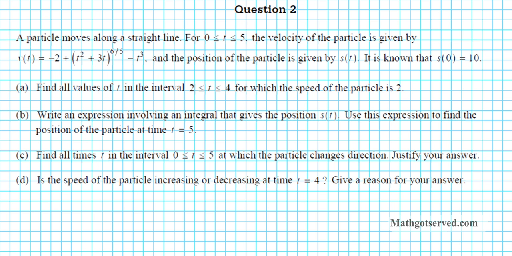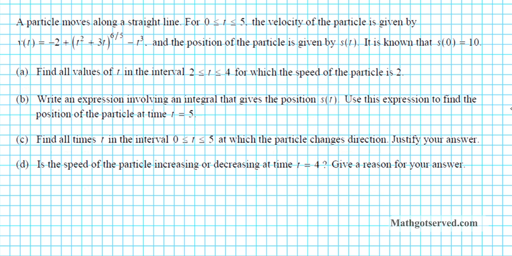Alright, so for part A, we are to find all the values of t on the interval 2 to 4 for which the speed of the particle is 2. So what is the relationship between speed and velocity? Well, the speed is basically the absolute value of your velocity function.